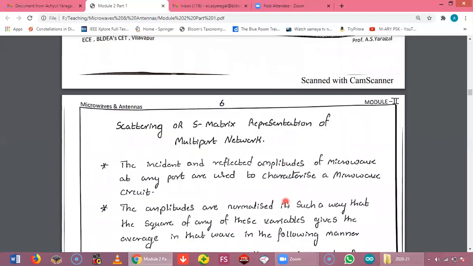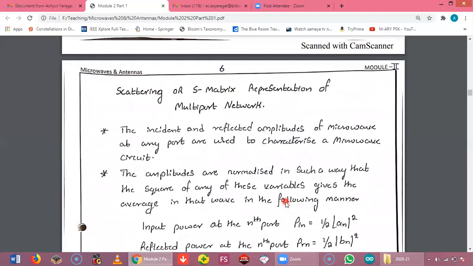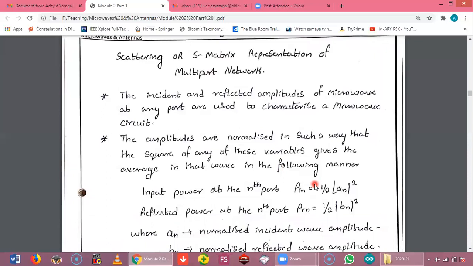So let us move on to the next topic, that is S parameters or S matrix representation of a multi-port network, or scattering parameters. Incident and reflected amplitudes of microwave at any port are used to characterize the microwave circuit here. The amplitudes are normalized in such a way that the square of any of these variables gives the average power in that wave in the following manner here.